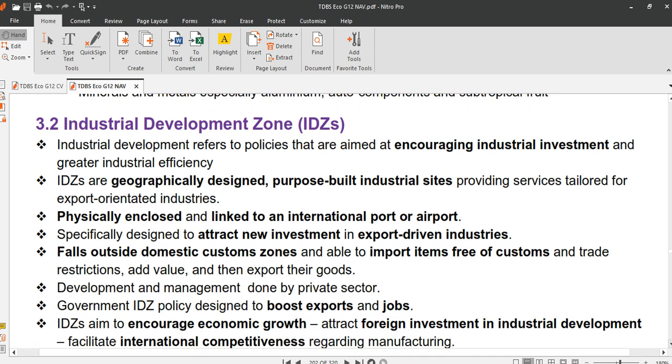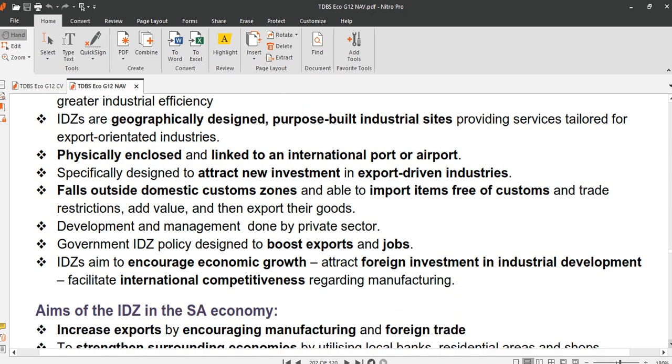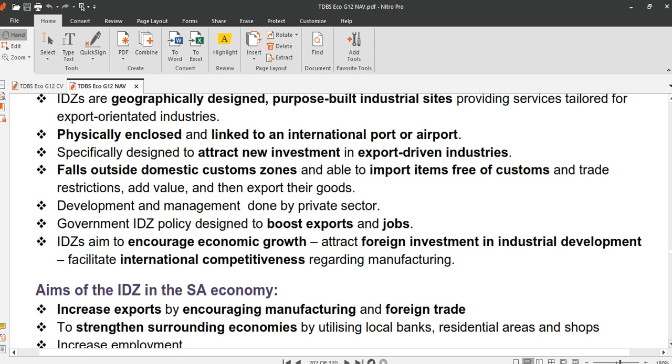Now that we know what SDIs are, let's move on to Industrial Development Zones, IDZs, and see if we can easily distinguish them from SDIs. Industrial development refers to policies that are aimed at encouraging industrial investment and greater industrial efficiency. IDZs, on the other hand, are geographically designated, purpose-built industrial sites providing services tailored for export-oriented industries. The distinction is clear already.